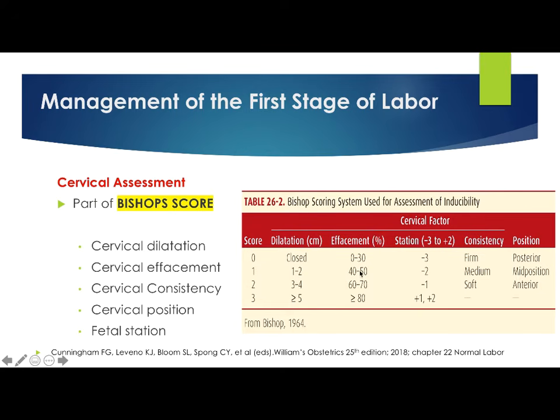So 2 plus 1 is 3. Station -1 corresponds to a score of 2. Soft consistency corresponds to a score of 2. And anterior position corresponds to a score of 2. So 2 plus 1 is 3, plus 2 is 5, plus 2, 7, and plus 2 is 9. So the Bishop score is 9.